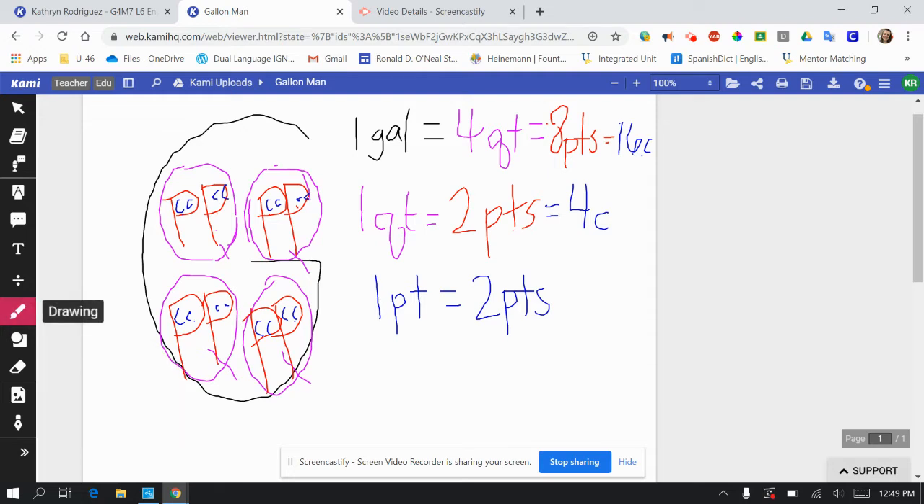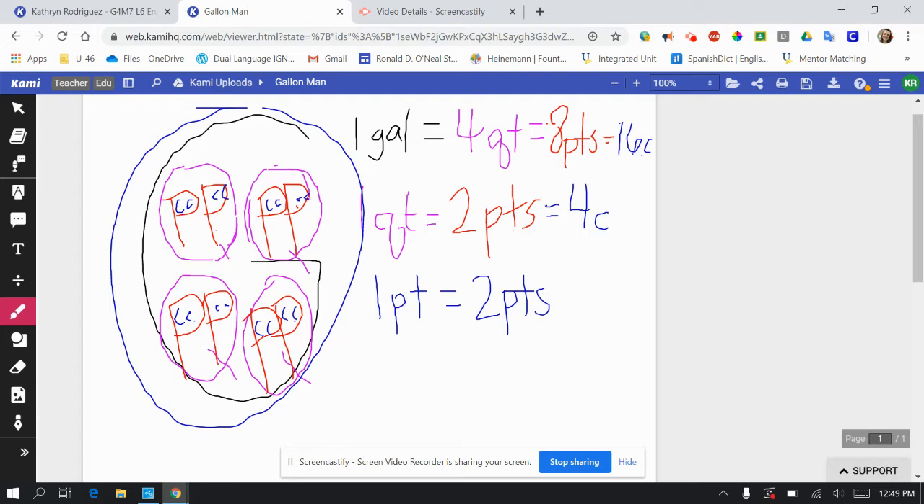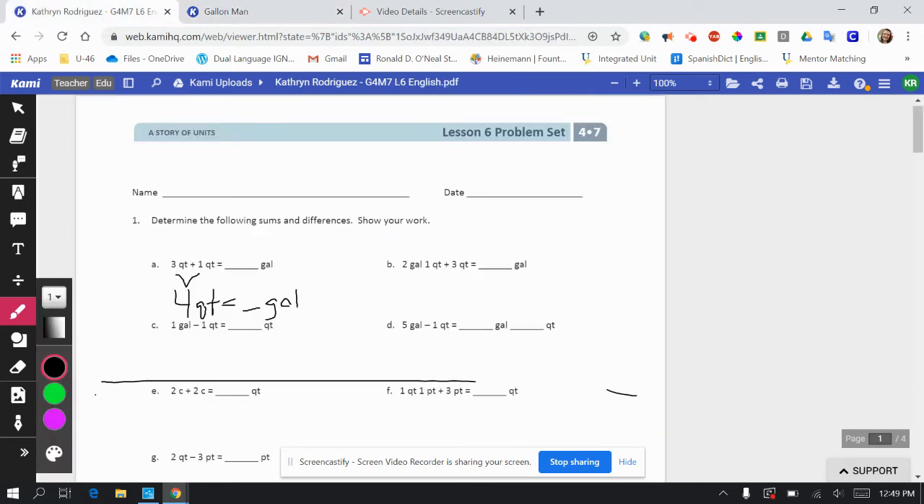You will know that I can come here, look at my one big G, which stands for gallon. I can look at the 4 purple Q's inside of that G, and that will help me remember 1 gallon equals 4 quarts. So 4 quarts equals, in this case, 1 gallon. So my answer up there will be 1.